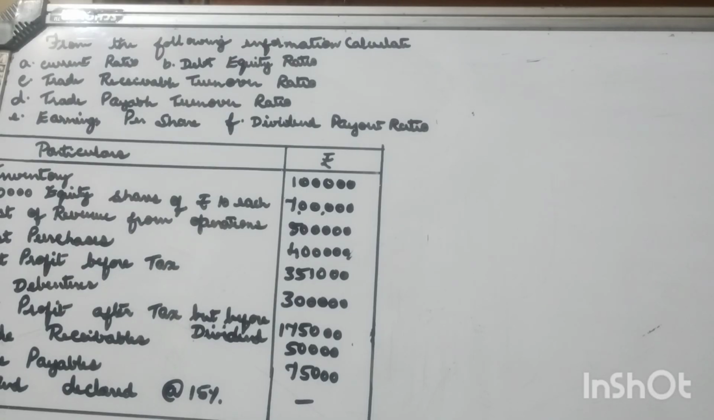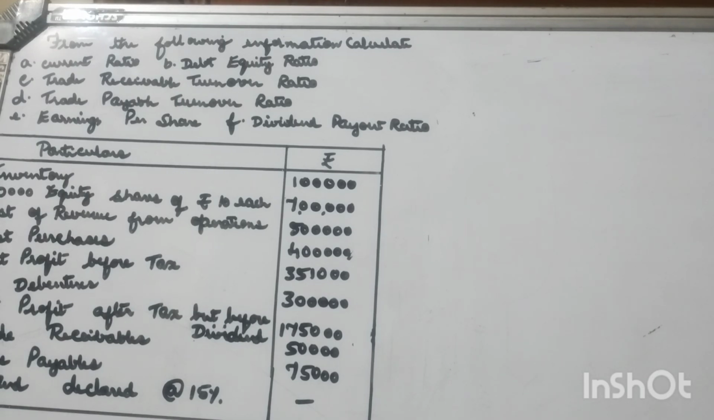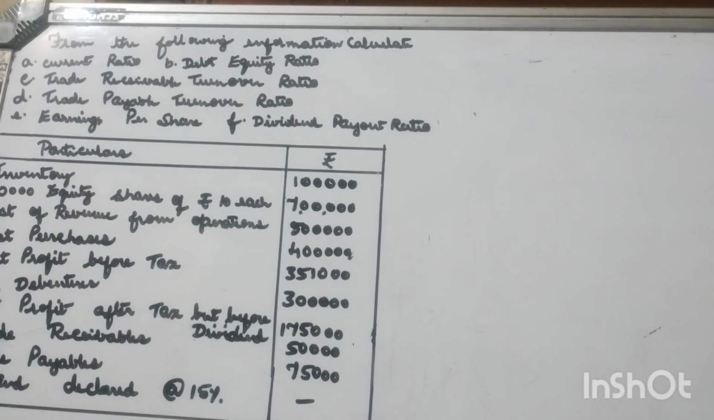Types of ratios: on the basis of traditional classification, statement of profit and loss ratios, balance sheet ratios, composite ratios. On the basis of functional classification, liquidity ratios, solvency ratios, activity ratios, profitability ratios. So let's solve the problem which is given in the model question paper: calculation of various kinds of ratios.